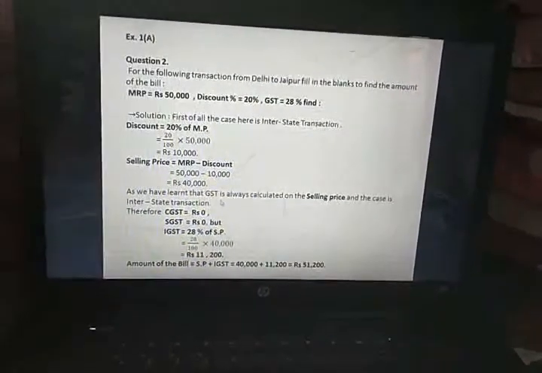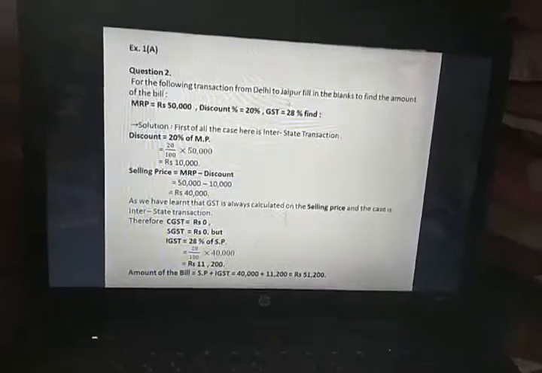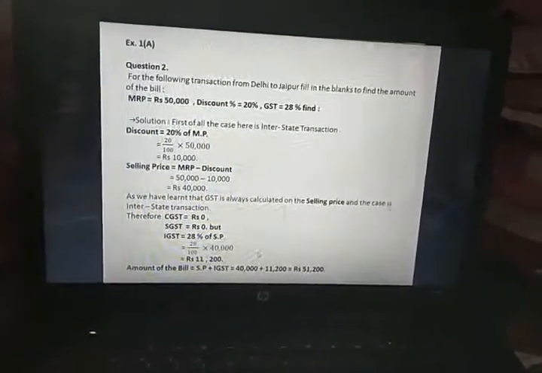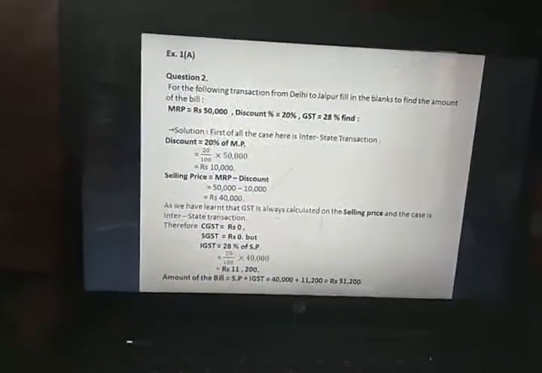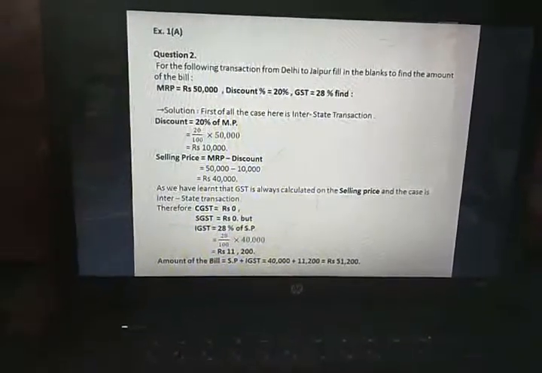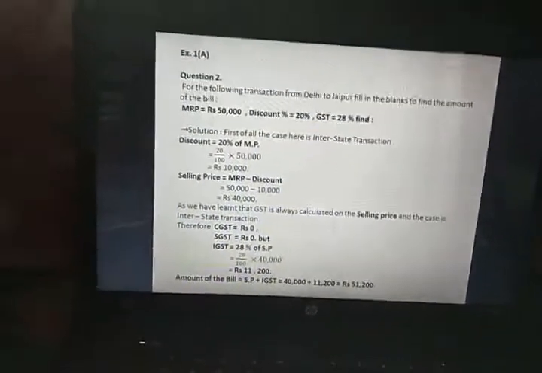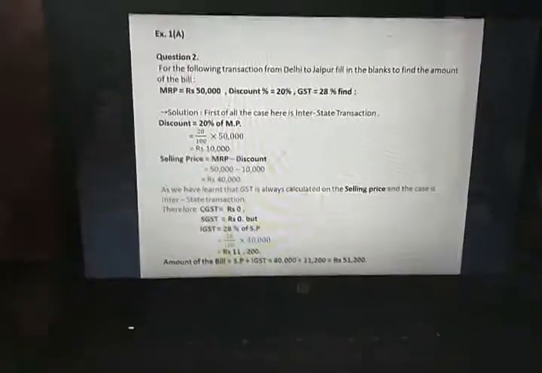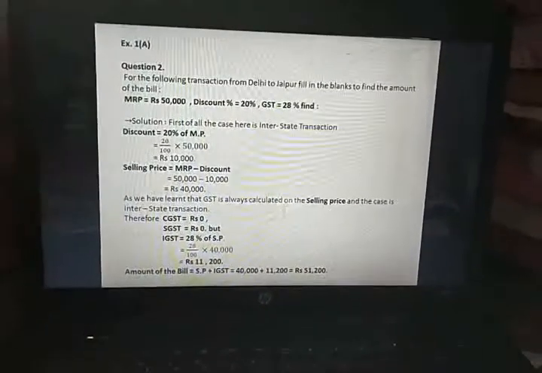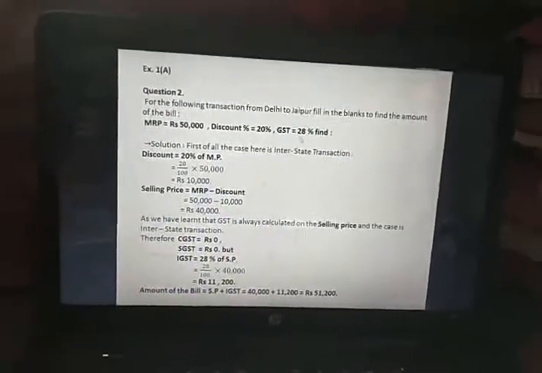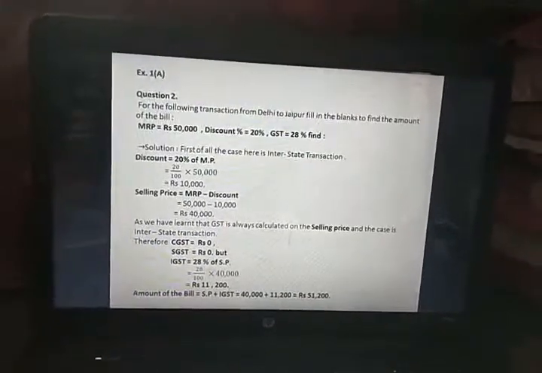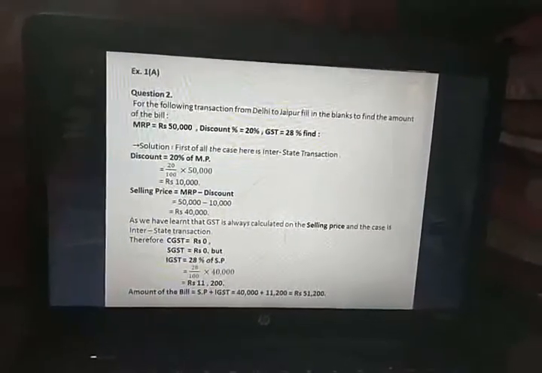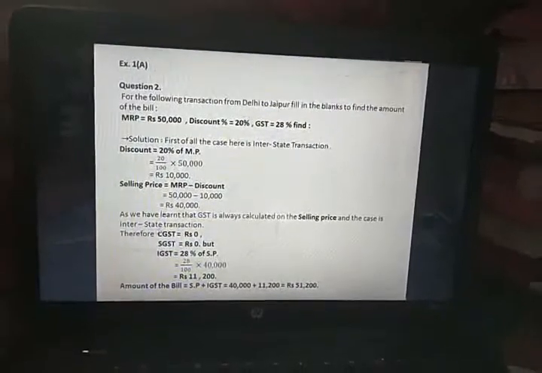Yes, the case is interstate transaction. We can read from the question. So if it is interstate transaction, then we don't have to find the value for CGST, it will be 0, SGST will be 0. We only have to calculate the value for IGST. IGST will be 28%. 28 remains as 28 because it is the interstate transaction.